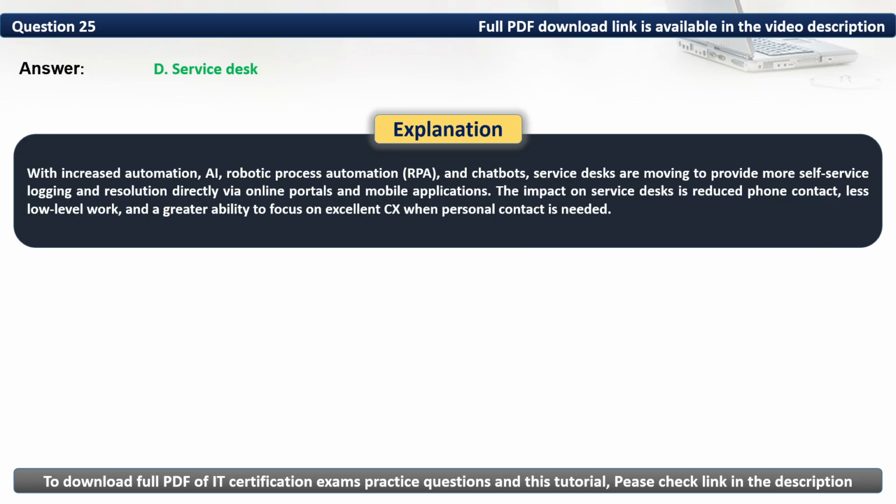With increased automation, AI, robotic process automation, and chatbots, service desks are moving to provide more self service logging and resolution directly via online portals and mobile applications. The impact on service desks is reduced phone contact, less low level work, and a greater ability to focus on excellent CX when personal contact is needed.